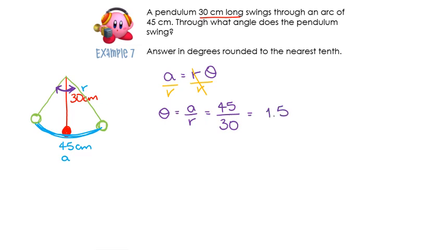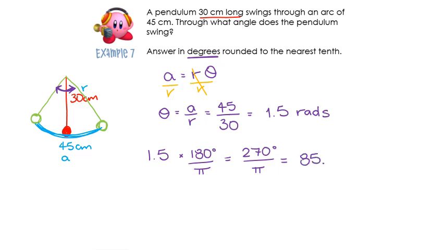Now this is going to be our angle, but it's measured in radians. We want to answer our angle in degrees. So all we have to do now is take 1.5 radians, and to convert it into degrees, we're going to multiply by a ratio of 180 over pi. On top, 1.5 times 180 is going to give us 270 degrees divided by pi. Now, I'm just going to type 270 divided by pi in my calculator, and that's going to give us roughly 85.9 degrees in degree measure.